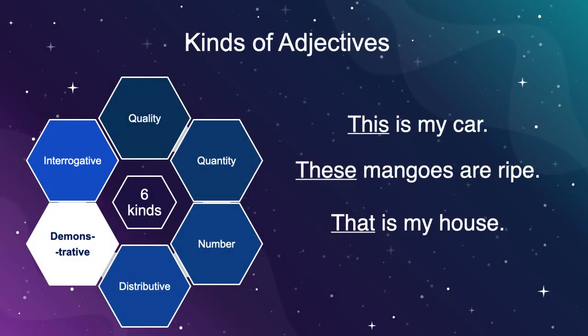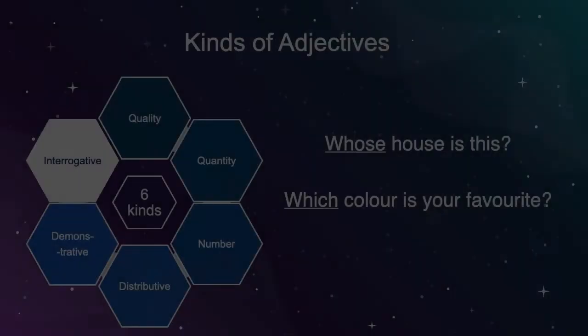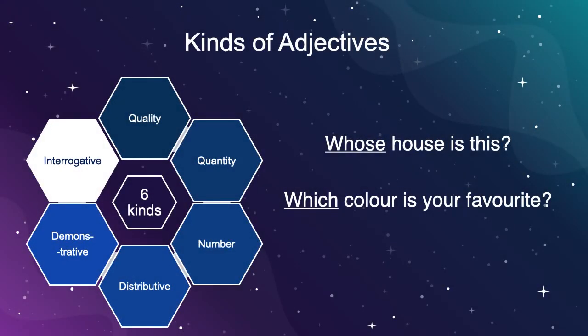The fifth kind of adjective is demonstrative adjectives. Demonstrative adjectives show which persons or things we are talking about. For example, this is my car, these mangoes are ripe, that is my house, and these words refer to the things which are. Now the sixth kind of adjective is interrogative adjective.